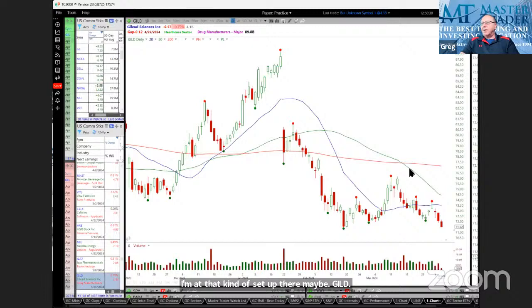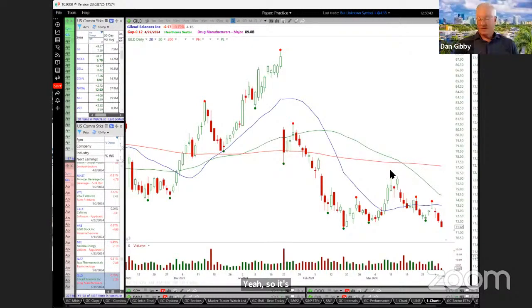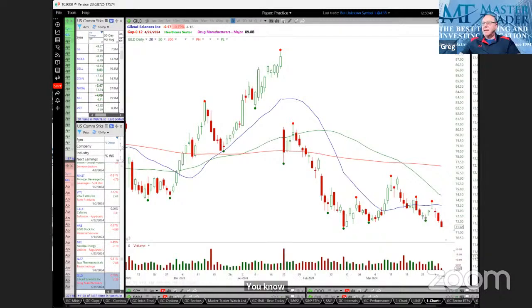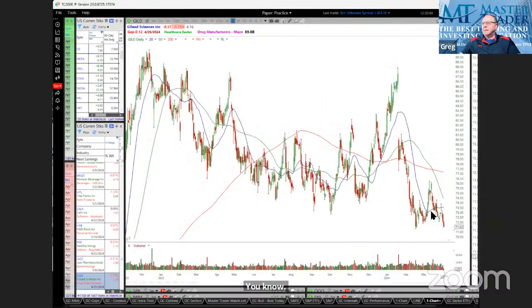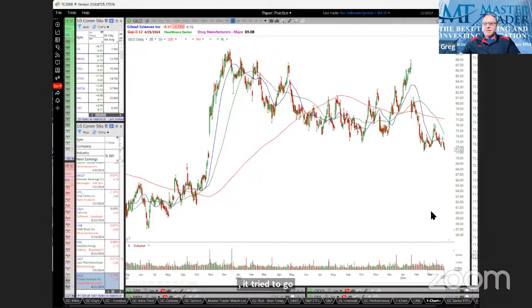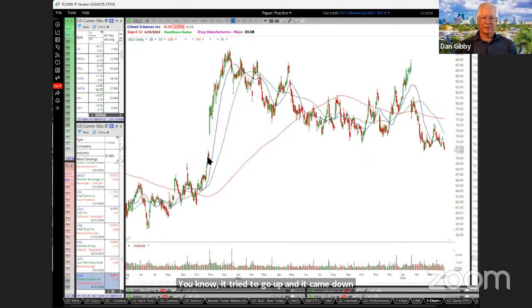Yes, it's in a downtrend. It's not converging, but you can see it's a consolidation and a downtrend. It tried to go up and it came down, and look at that nice topping tail there, and it's got plenty of room to go down. Yeah, we have. Look at that advance.